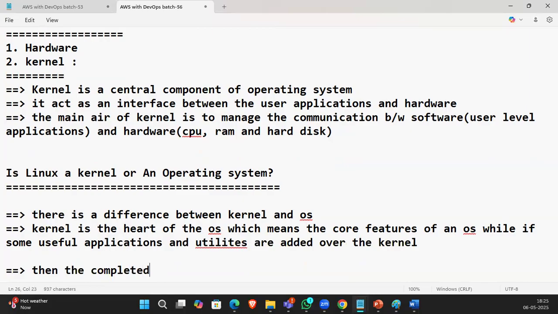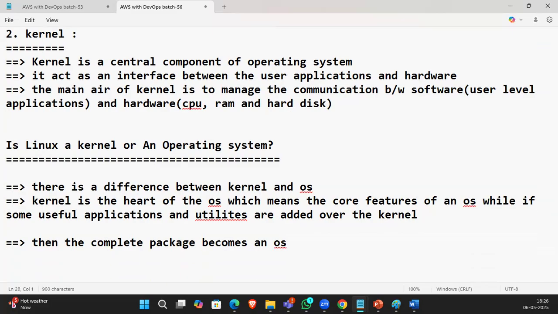Then the complete package becomes an OS. There is a difference between kernel and OS. The kernel is nothing but a part of the OS, which means the core features of an OS, while if some useful applications and utilities are added over the kernel, then the complete package becomes an OS. So it can easily be said that an operating system consists of a kernel space and a user space.